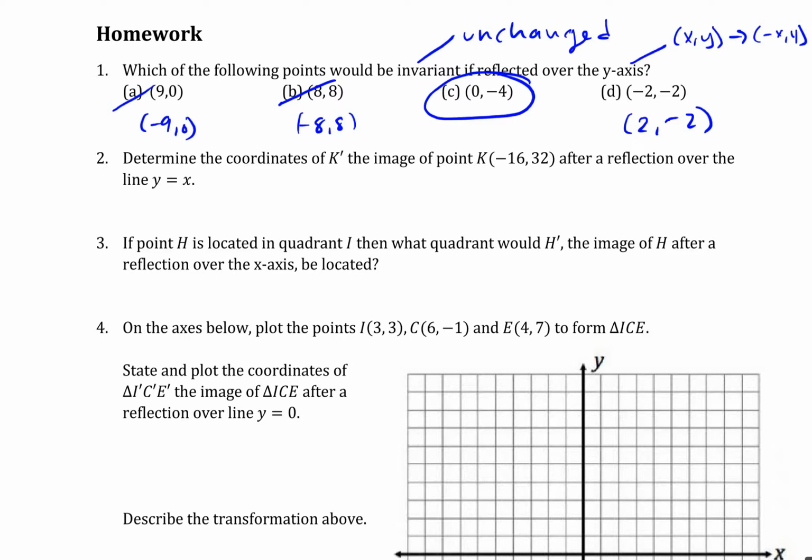Number 2 says, determine the coordinate of k prime, the image of point k, after reflection over the line y equals x. So y equals x says to just flip-flop the x and the y value. So k prime becomes the coordinate (32, -16).